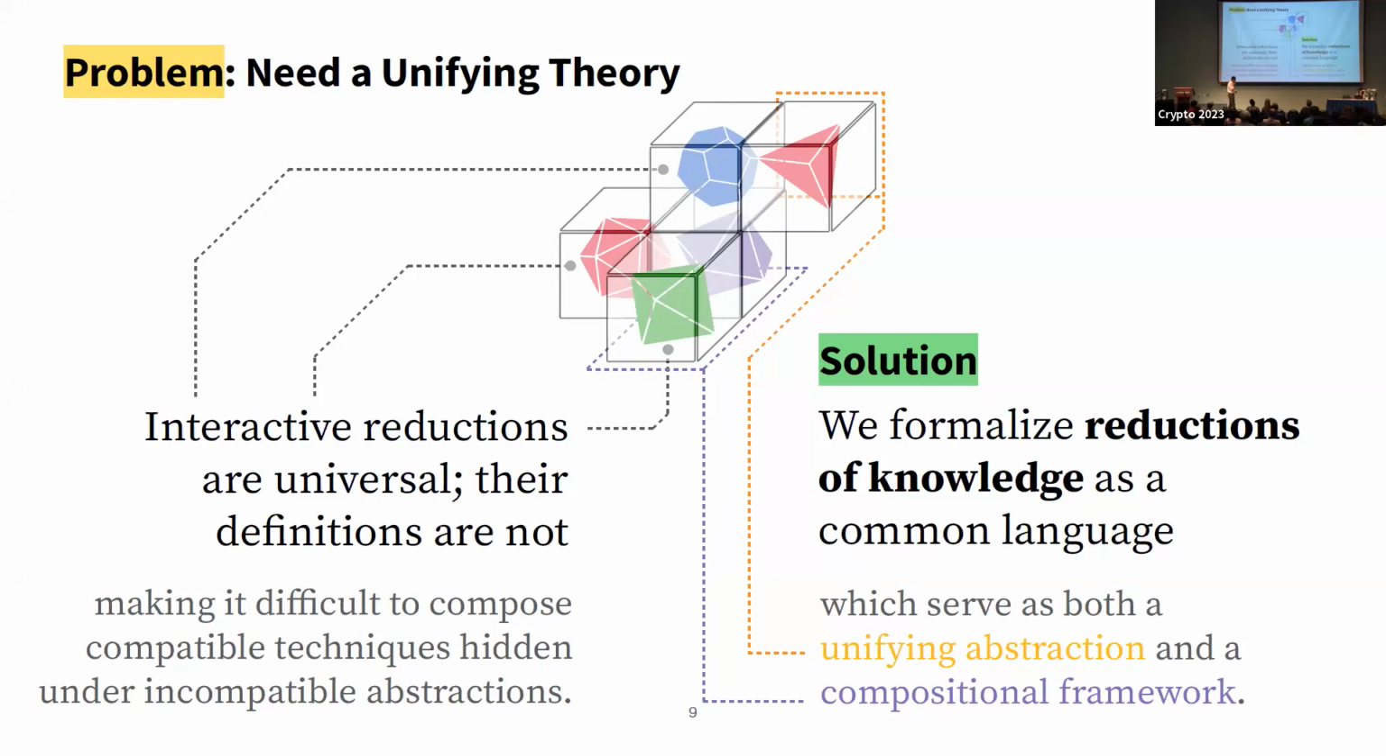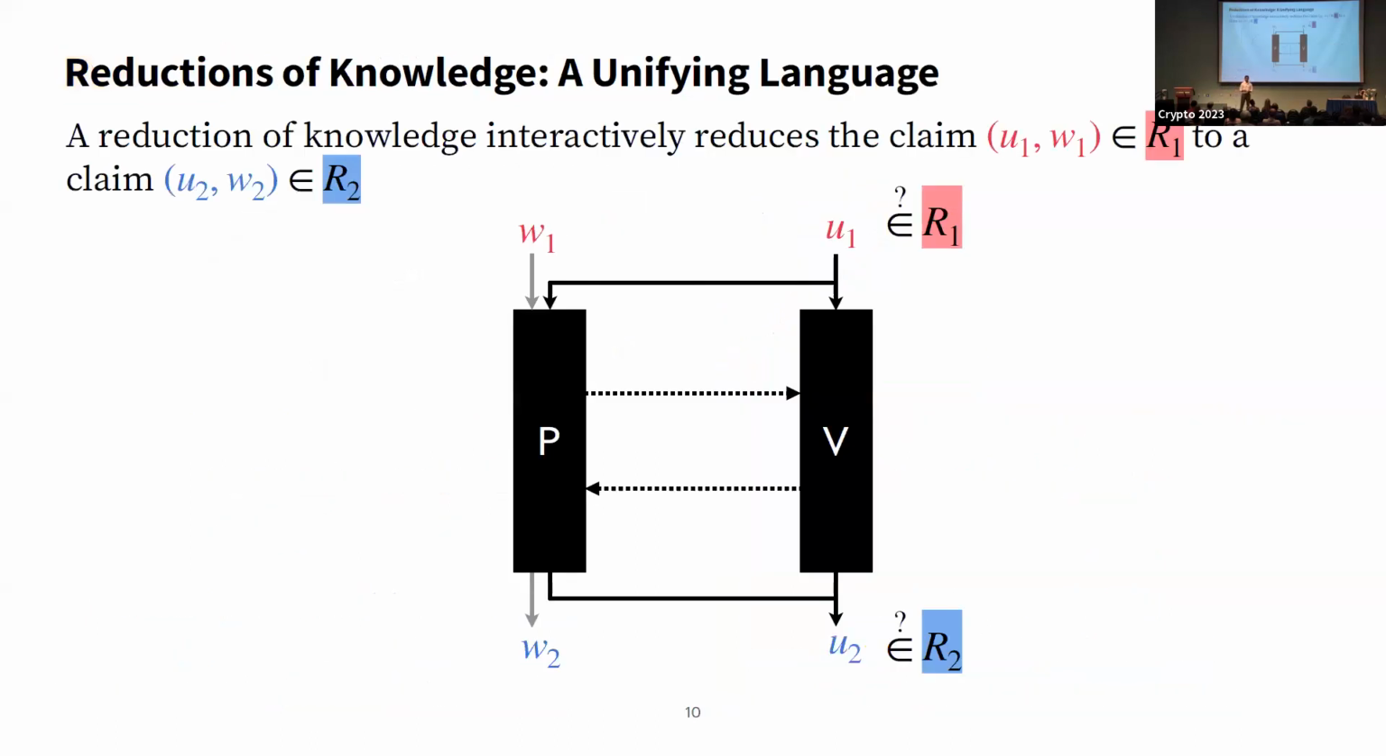So this leads into my second part, where I aim to relate to you what exactly a reduction of knowledge is. Now, just like an argument of knowledge, a reduction of knowledge is an interactive protocol between a prover and a verifier that reduces the task of checking a statement in a relation R1 to the task of checking a simpler statement in a simpler relation R2. Now, specifically what happens is the prover and the verifier take as input some statement, U1, and the prover takes as input a corresponding witness, W1, such that U1 and W1 satisfy the original relation R1.